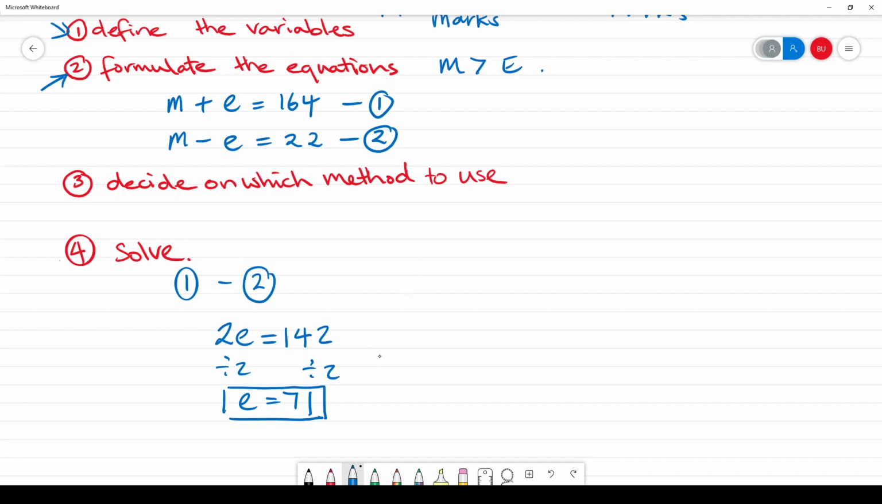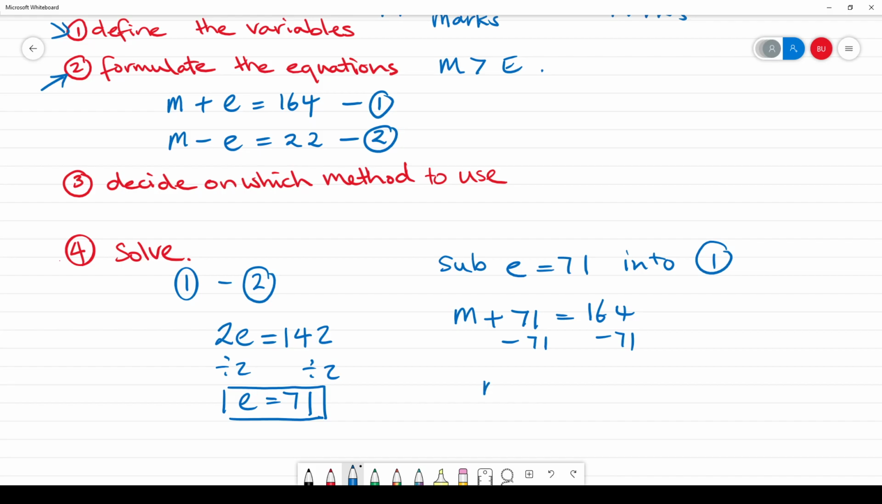Once you figure out what e is, just substitute it back into either equation 1 or equation 2. So sub e equals 71 into equation 1. So m plus 71 equals 164. Take away 71 from both sides. That leaves m equal to 93. So he got 93 for his maths and 71 for his English.